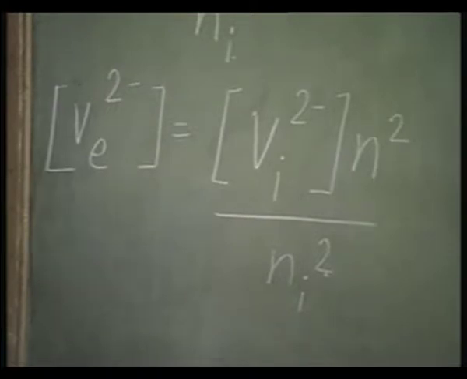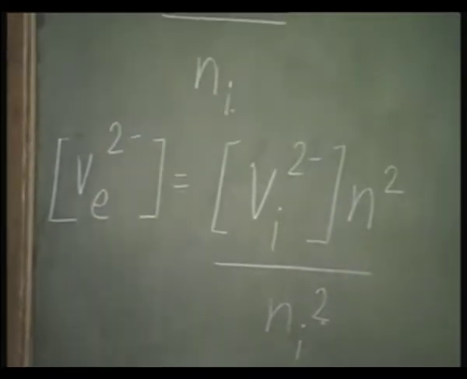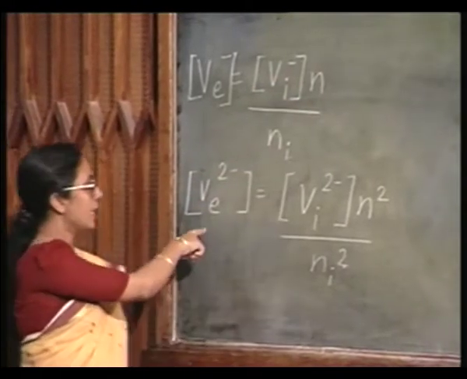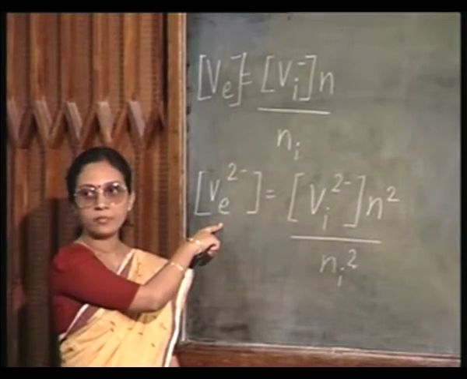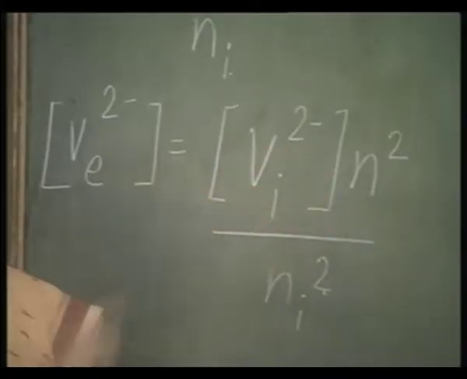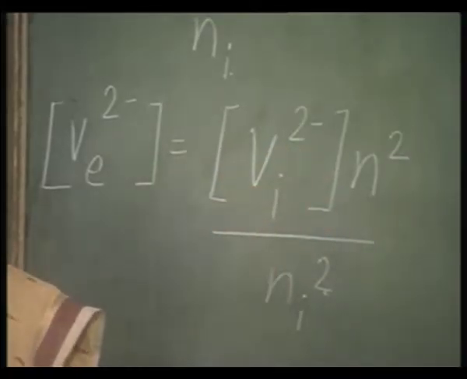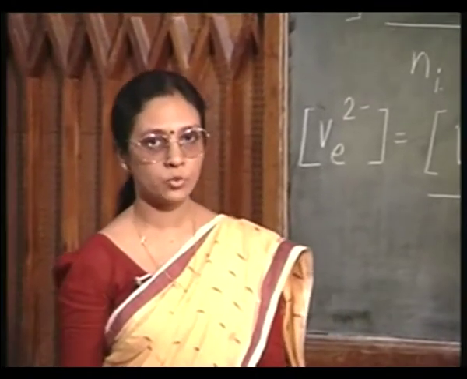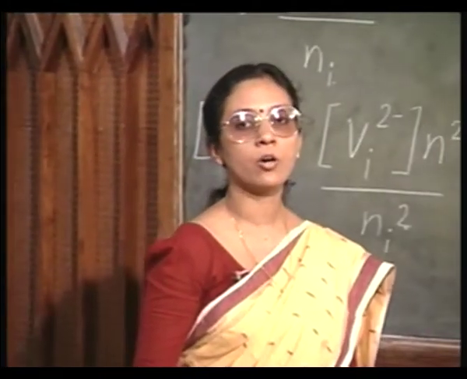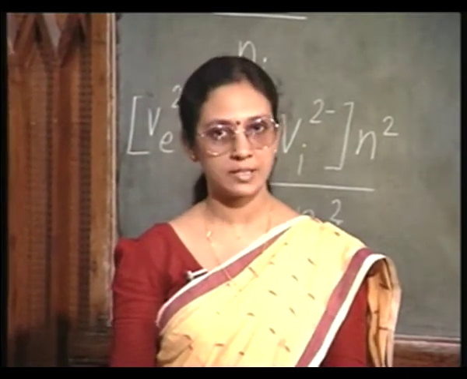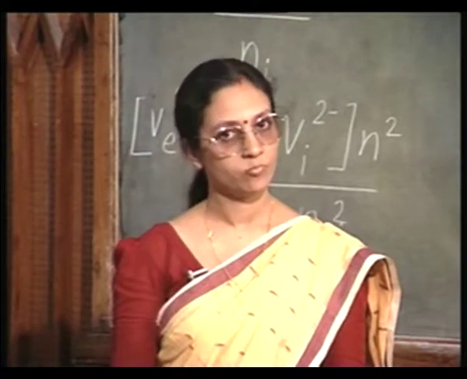So by analogy I could therefore write that Ve minus is given by Vi minus into n by ni, and concentration of Ve2 minus is given as concentration of Vi2 minus multiplied by n square by ni square. In other words, I have derived a relationship between the concentration of the charged vacancies in the intrinsic and the extrinsic case, right.